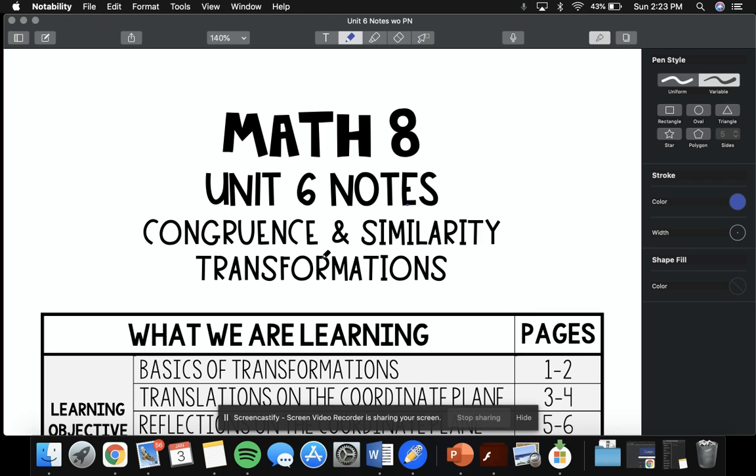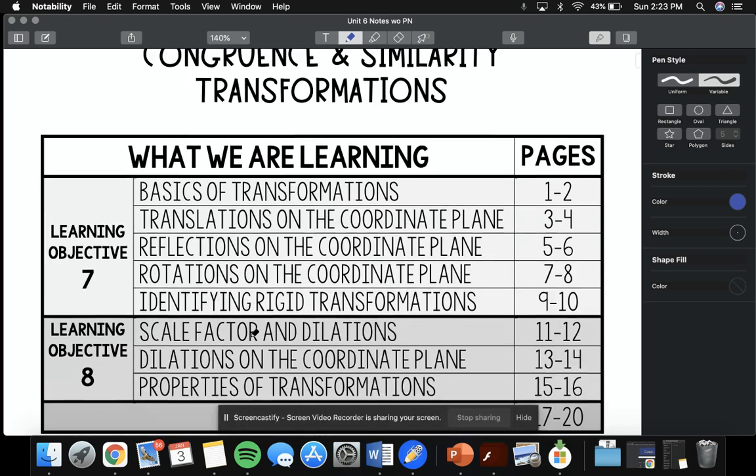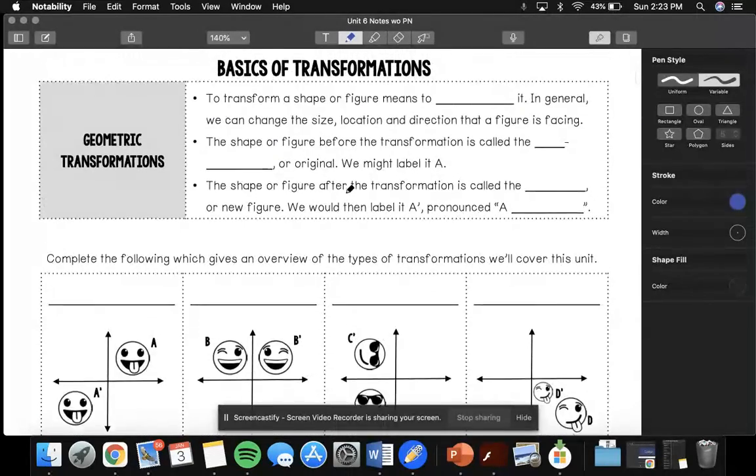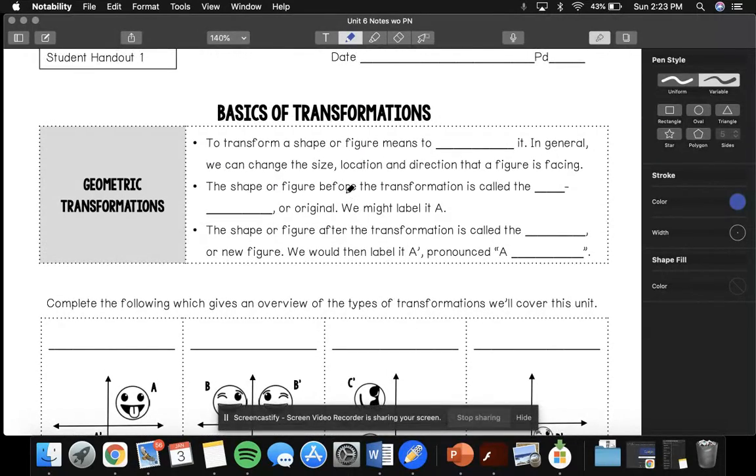Hey guys, today we are going to start our new unit and it goes over transformations. So today we're just going to talk about the basics, the 4 types of transformations that we'll do in this unit. So we're on pages 1 and 2 in our notes. So go ahead and get that out so you can follow along with us.